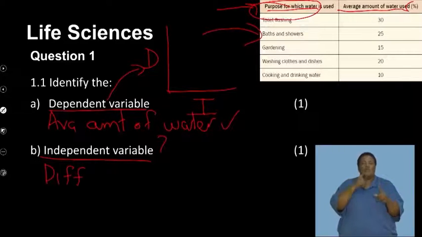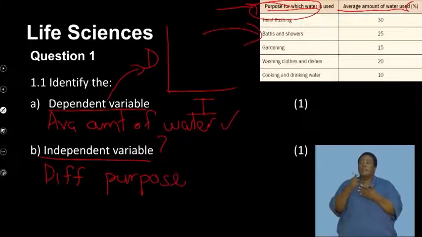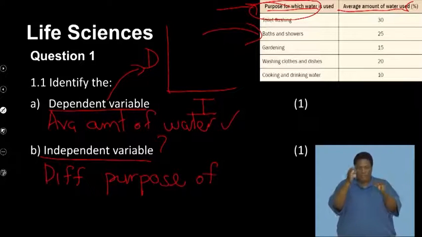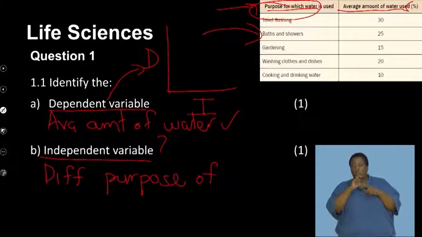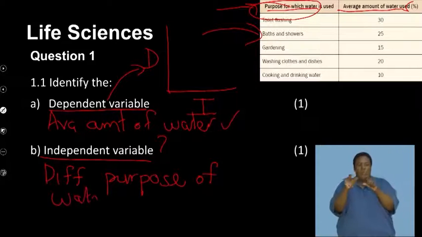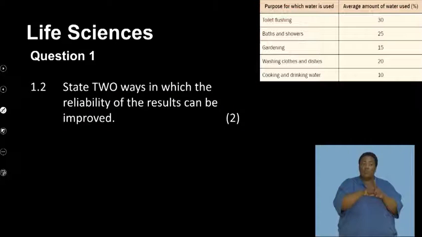So we could call that the different purpose of water. And you can see that they went around to those 5 households and they established exactly what were the purposes that water was being used for, and they were able to measure the percentage that was being used. So that's quite an interesting question, and it's important to establish that at the onset of an experiment.